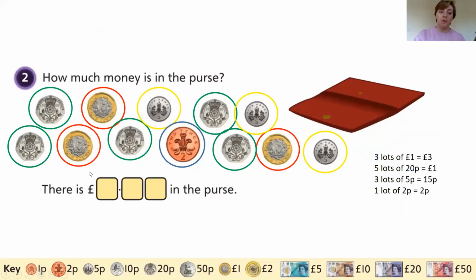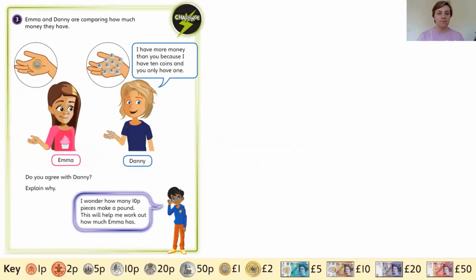So to find out how much money there is in the purse altogether, we need to add these together. Now I've got £3 and a pound is £4, and then 15, 16, 17p. So what I've got is £4 and 17 pence.